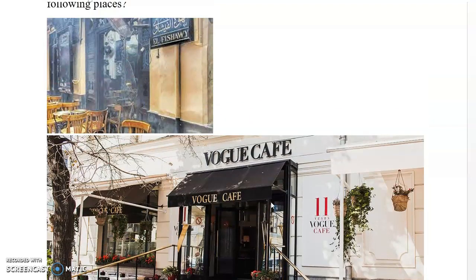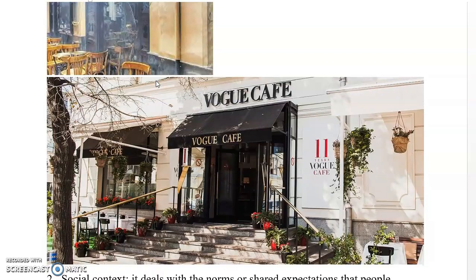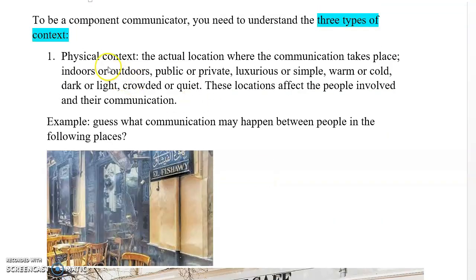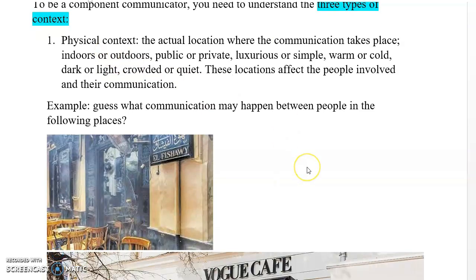So the type of communication will be almost different if you are talking with somebody here in this cafe. You have to think about your voice, the volume of your voice, the type of communication, the way that you are dressing, the way that you are waving your hands or using your body language. It will be almost different from the ones in the other cafe. So the physical context, the location where you make the communication, will be affected by the place and by the time. Physical context means settings, time and place.